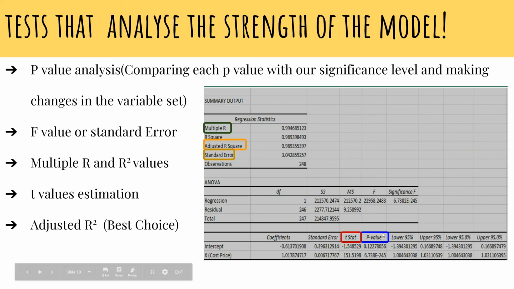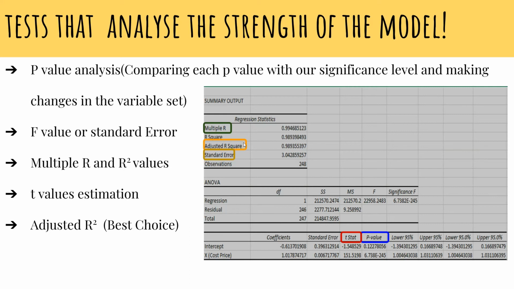You have to constantly keep an eye on the t-stat, the p-value, the standard error, the adjusted r-square and the multiple r-squared. As I mentioned in the video on simple linear regression, r-square is not a good parameter for judging multiple linear regression, because it always increases with the increasing number of independent variables, no matter how significant they are.